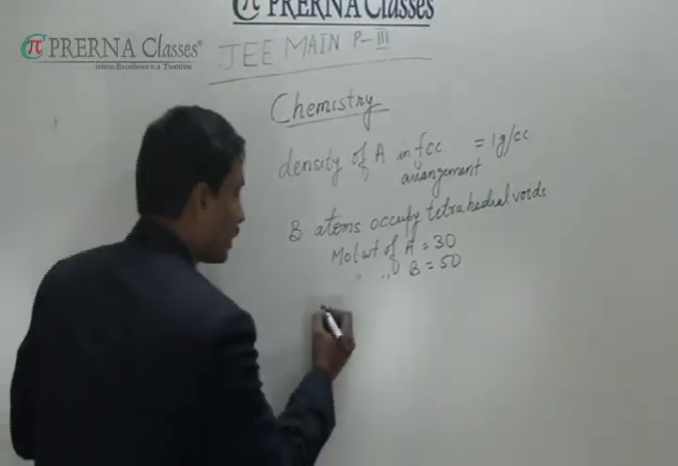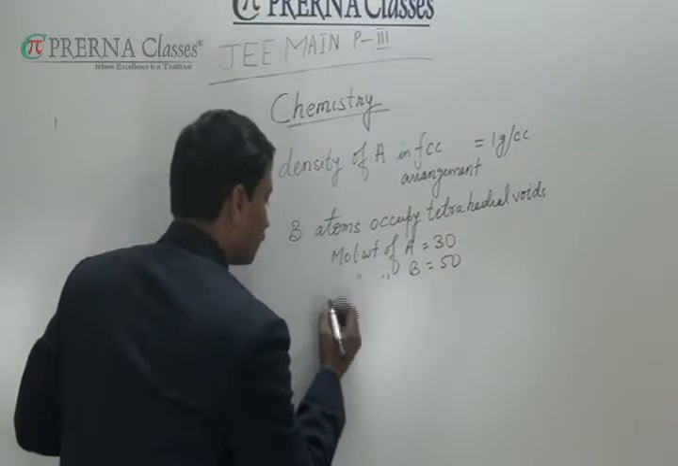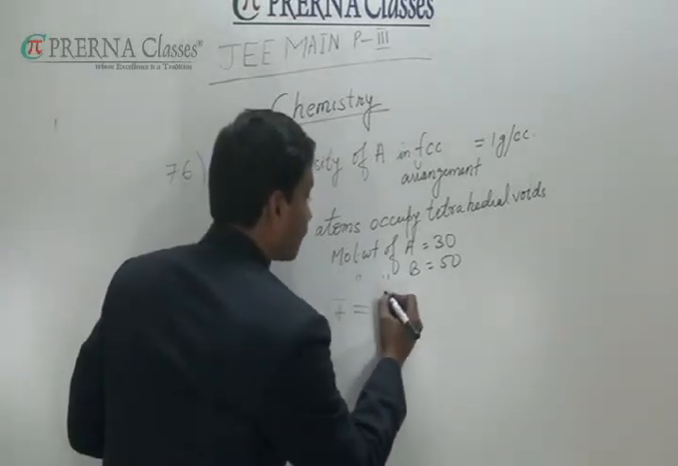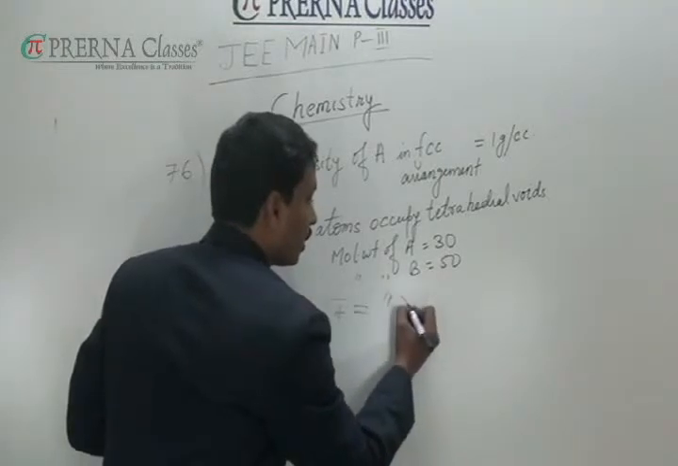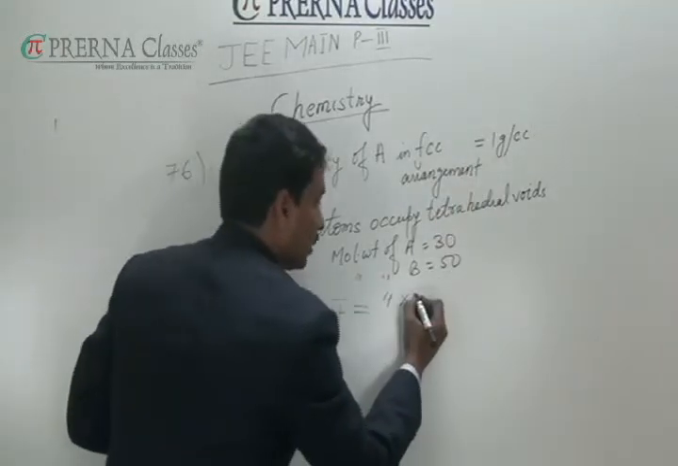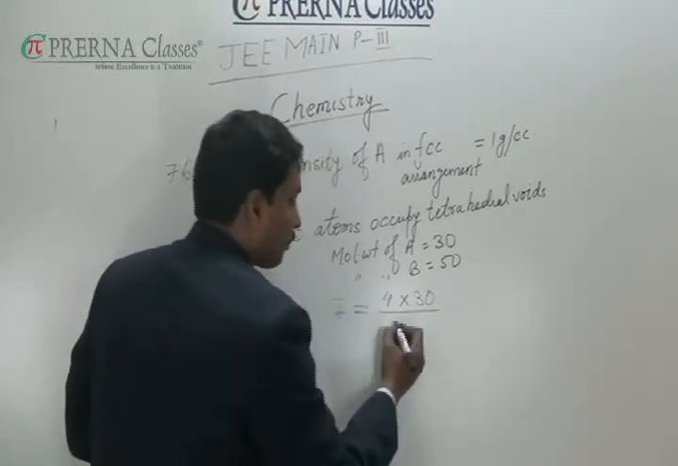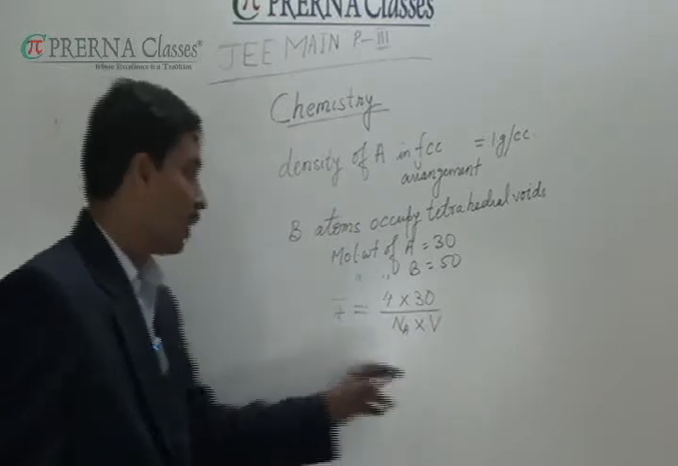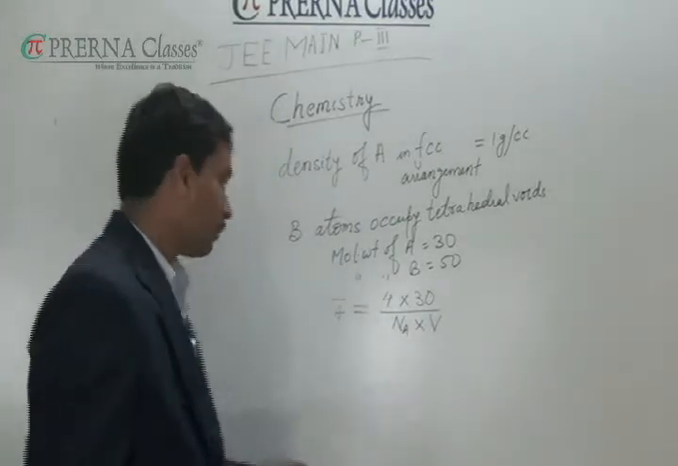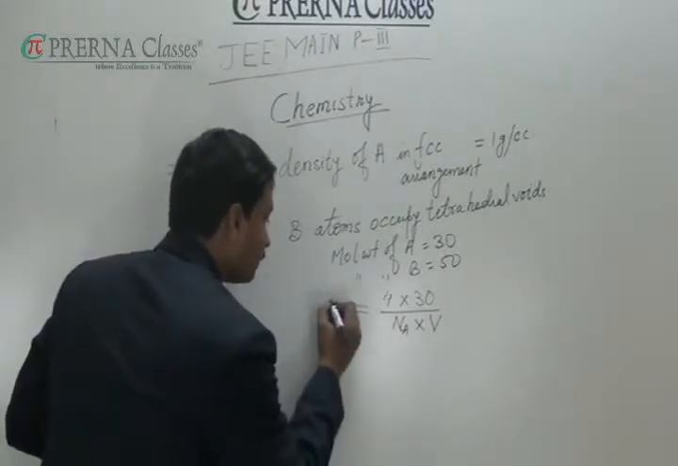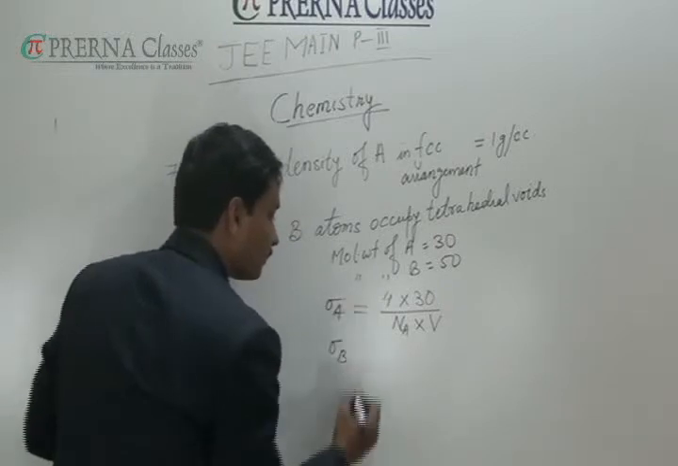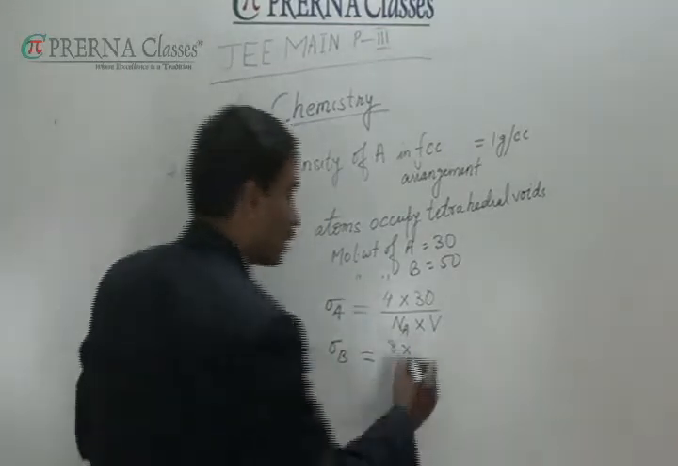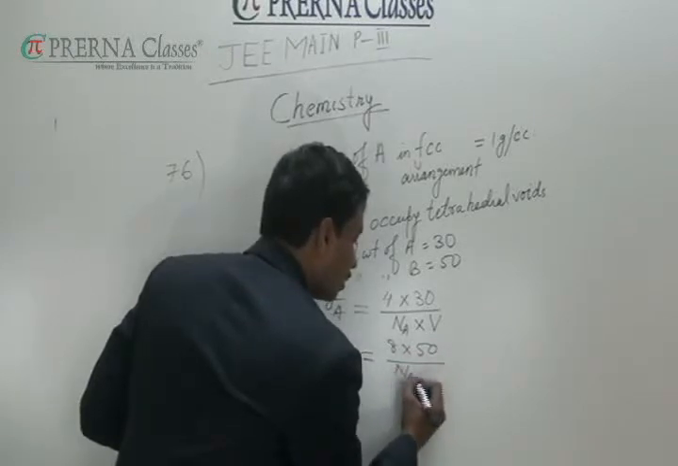So we can write density is equal to, since it is FCC arrangement, 4 into the molecular weight of A, which is 30, over Na, the Avogadro number, into volume. Let us assume the volume of the cube is V. V is the volume of the cube. Then for B, since it is in tetrahedral voids, we can write 8 into molecular weight 50 over Na into volume V.